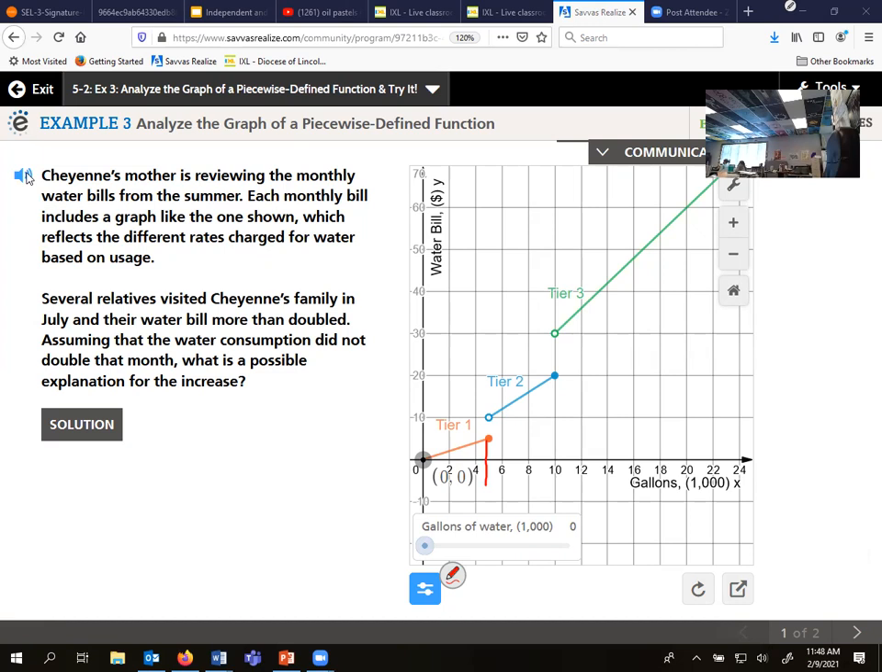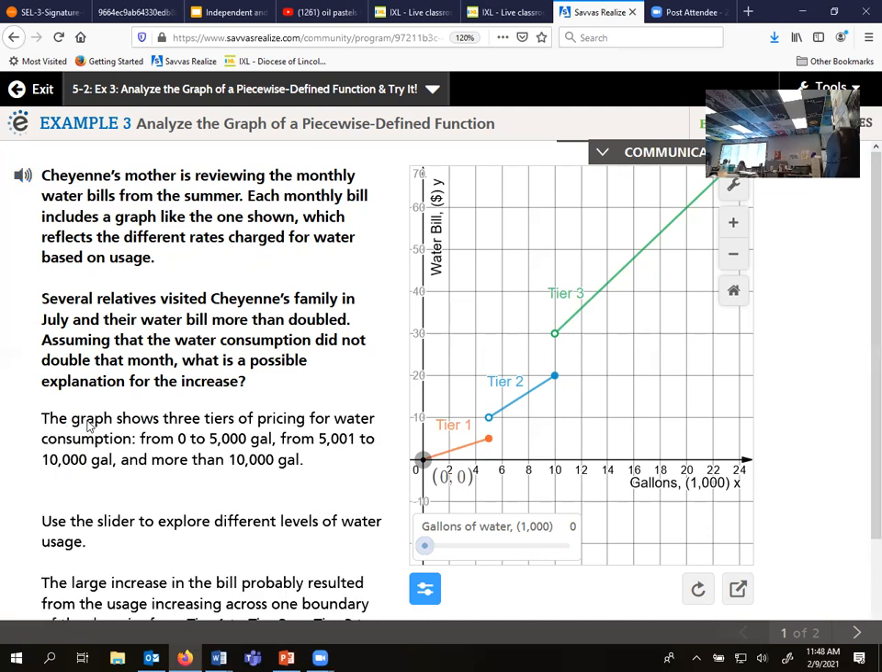And so this is like the graph that they would use. Okay. And they said that Cheyenne's water bill more than doubled, not double. What's another possible explanation for these increases? Okay. If we had a regular function, it would increase at the same rate over time. Because we have a piecewise function, it increases at different rates.